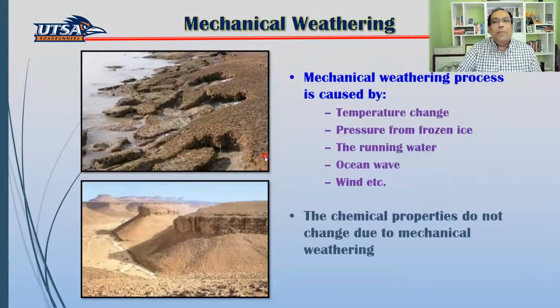Now let's talk a little bit about each type of weathering. Mechanical or physical weathering is a process caused by temperature change, pressure change from frozen ice, running water, ocean waves, wind, etc. The chemical properties don't change due to mechanical weathering. You can see here, this is mechanical weathering. This rock is getting broken down from there, with no chemical reaction at all.